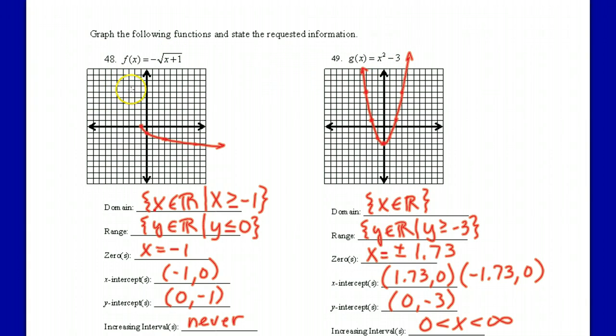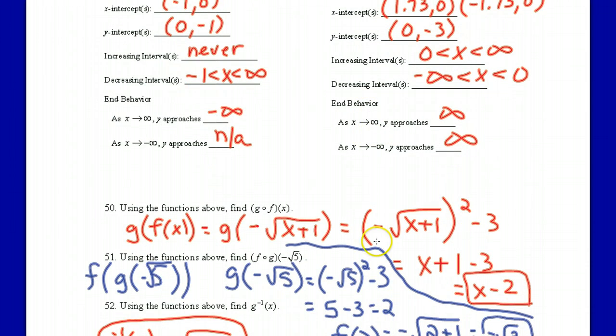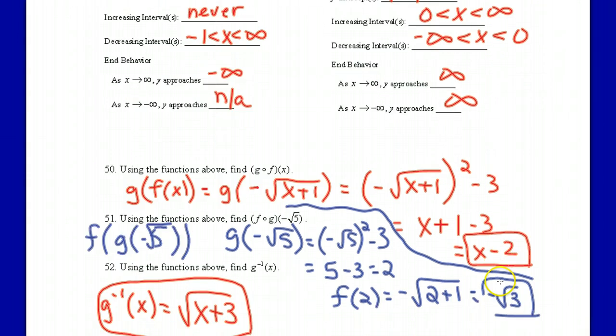It's kind of interesting because this is a square root, and you're about to square it. So remember what happens when you square a square root? It goes away. We talked about that before. The negative goes away because when you square a negative, it becomes positive. And then you still have the minus 3, which gives you x minus 2.